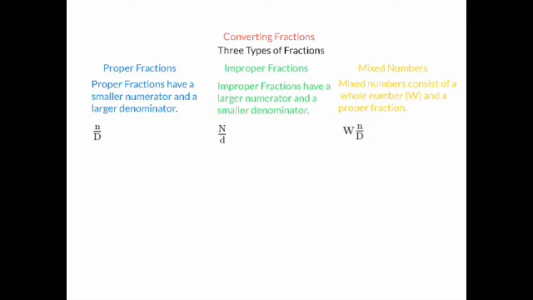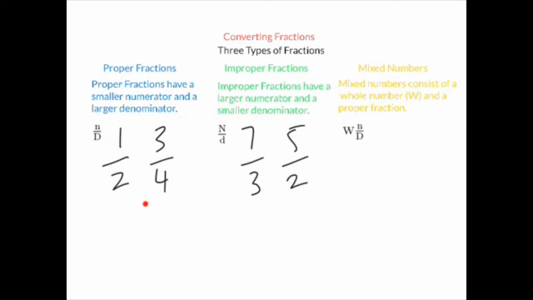Examples of each of these would be for a proper fraction, maybe 1/2 or 3/4. An improper fraction could be, for instance, 7/3 or 5/2. Notice that in these examples, the proper fractions have a smaller numerator and larger denominator, and the improper fractions have a larger numerator and smaller denominator. And then with our mixed number, we have a whole number, say for instance 3 1/4, or 2 1/5. Again, we have a whole number combined with a proper fraction, small numerator, large denominator.